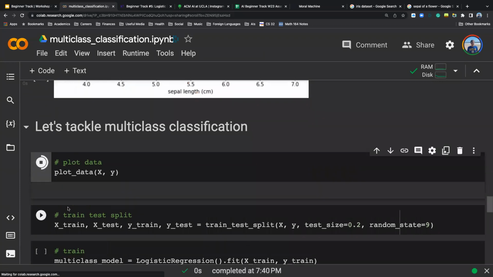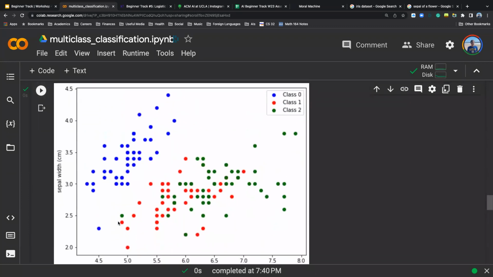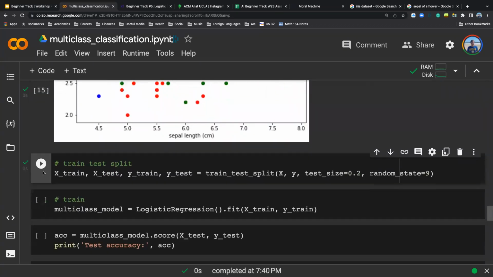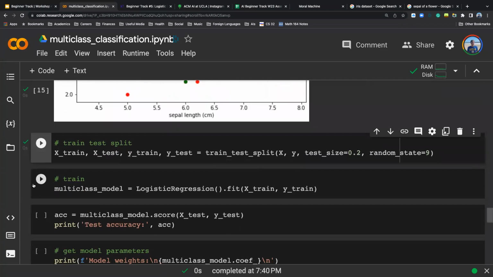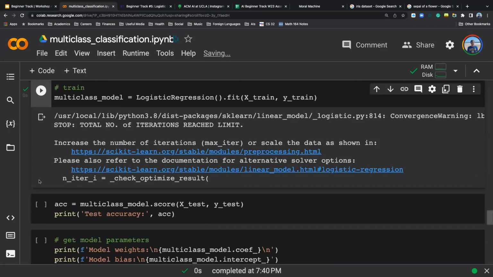Cool. But why don't we look at one multi-class classification example? In the last example, we had 2 classes of flowers. In this example, we have 3 classes of flowers. And once again, we'll be splitting into training and testing. We have a multi-class model. So the logistic regression from scikit-learn lets you also work on multiple class data. So you can use the same model to fit on your multi-class training data.